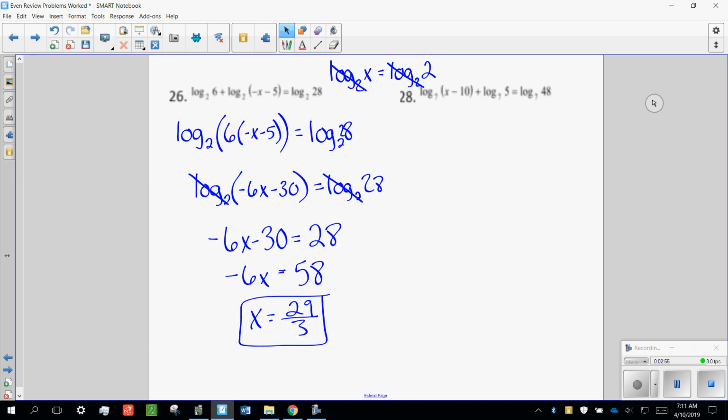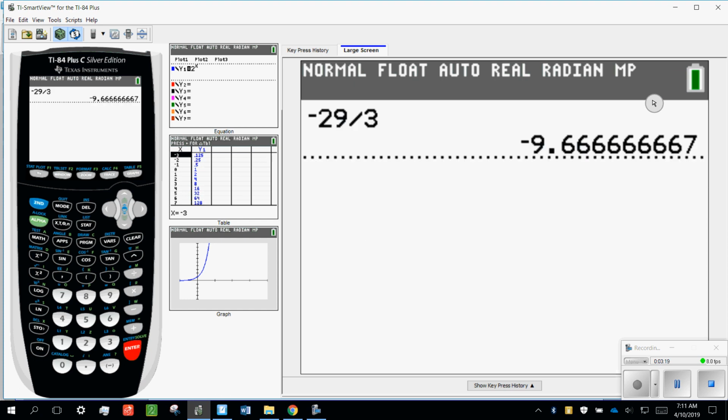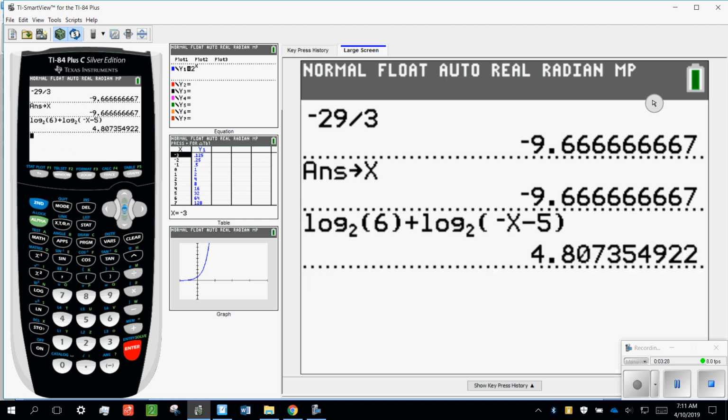Oops, that's supposed to be negative 29, huh? Supposed to be negative 29 over 3. And you probably noticed that earlier, but I didn't. So negative 29 over 3 is what we will store to x. And let me see if I can get that to come back up. So now we get that the left side of that equation is 4.8.